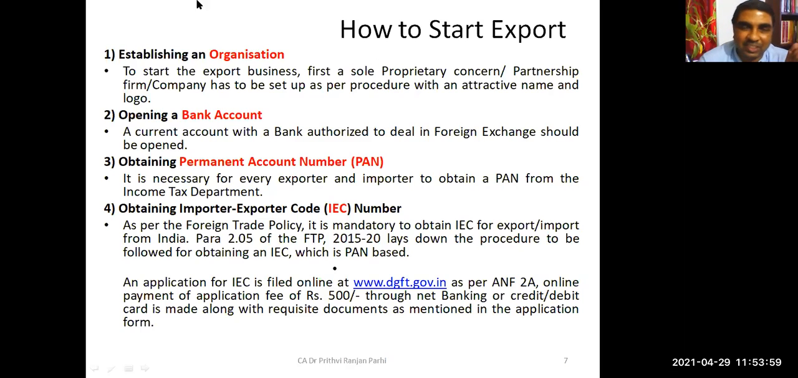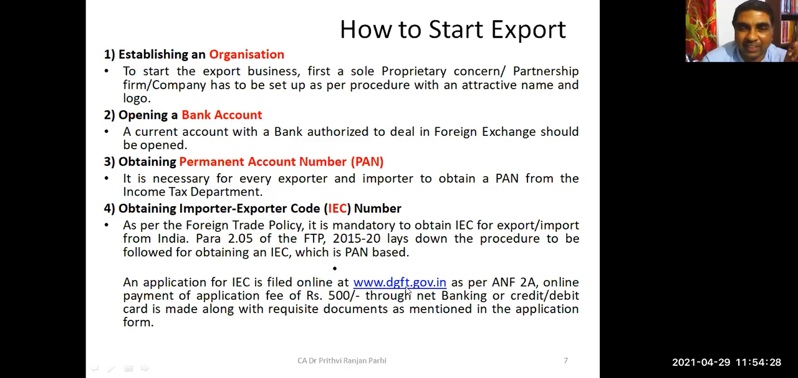Next step, so this is the organization setup. Our next major step is obtaining this particular thing, which is called IEC. IEC stands for what? Importer Exporter Code. That is essential. Now one may think, how to apply for it? The link is provided in this website. You can see this website.